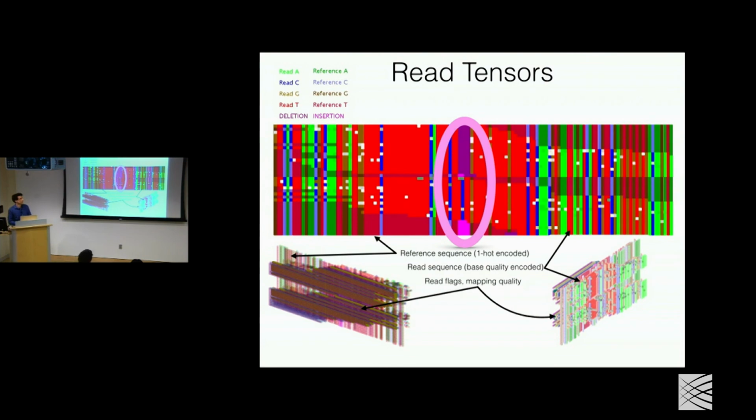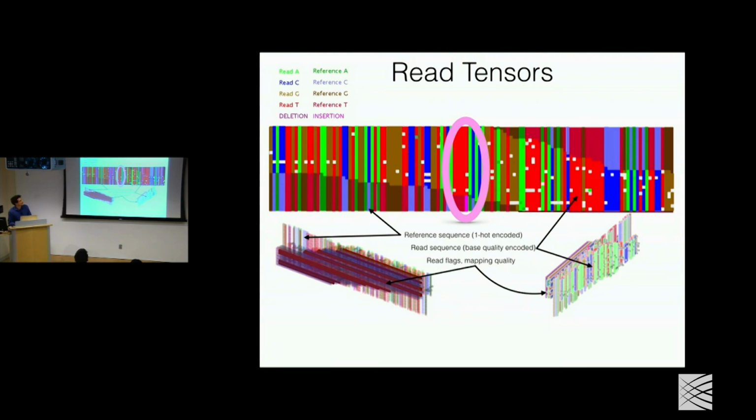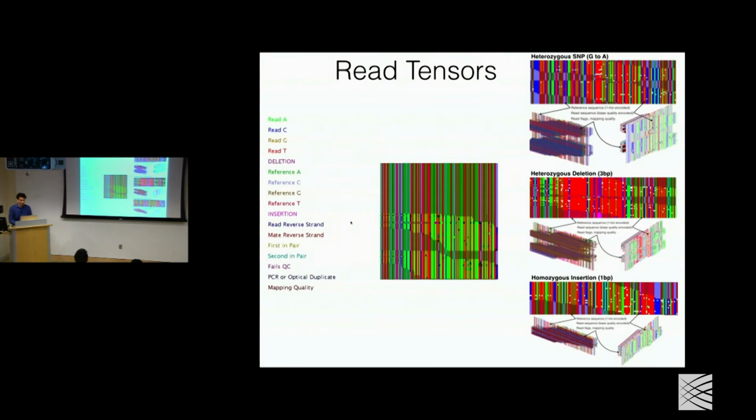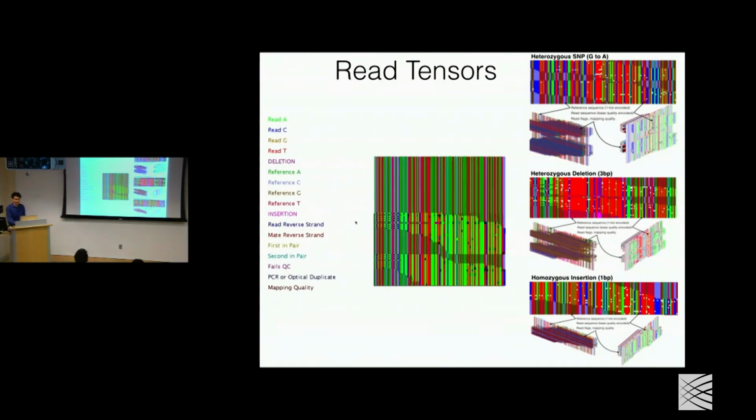What do we got here? Homozygous, heterozygous? Heterozygous deletion. And lastly, this one's a little hard to see, but we've got an insertion, a homozygous insertion. Okay, so these are our read tensors.